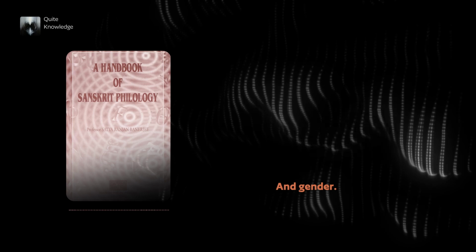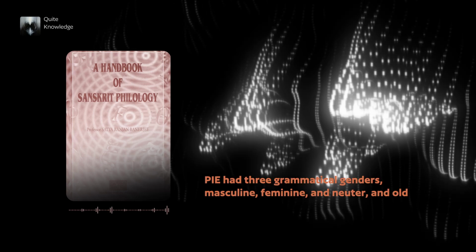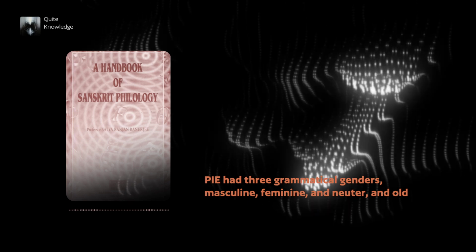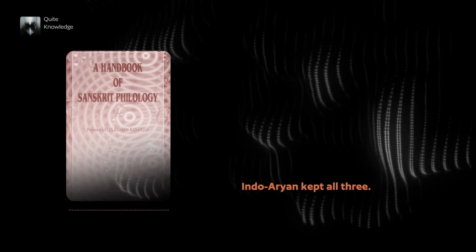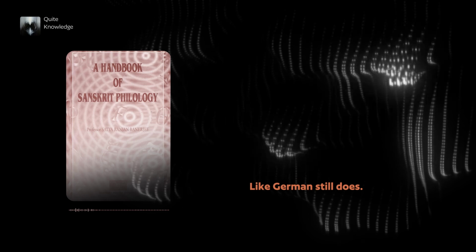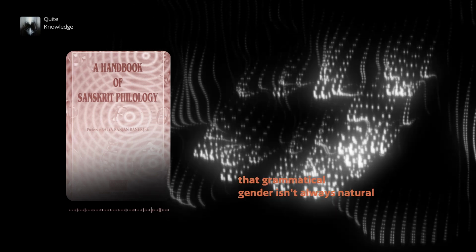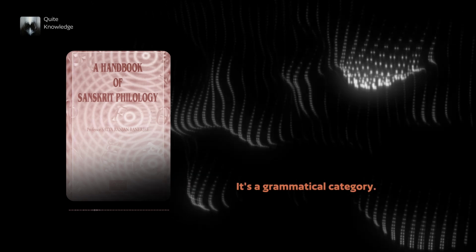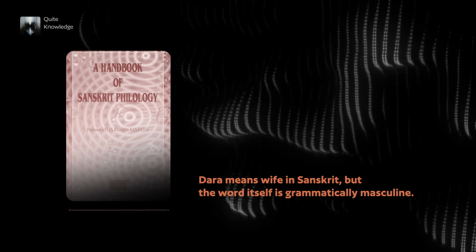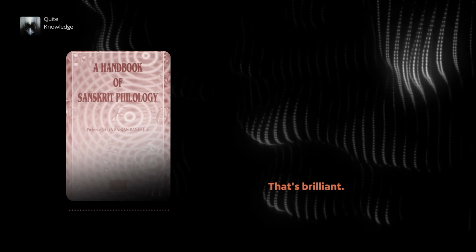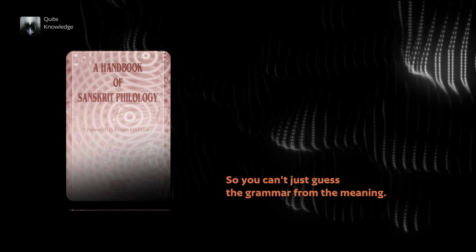Okay. And gender. Same story, really. Yeah. PIE had 3 grammatical genders: masculine, feminine, and neuter. And Old Indo-Aryan kept all 3. Like German still does? Right. And the Handbook makes the crucial point that grammatical gender isn't always natural gender. It's a grammatical category. Oh, yeah. You mentioned the example Dara. Exactly. Dara means wife in Sanskrit, but the word itself is grammatically masculine. That's brilliant. So you can't just guess the grammar from the meaning.